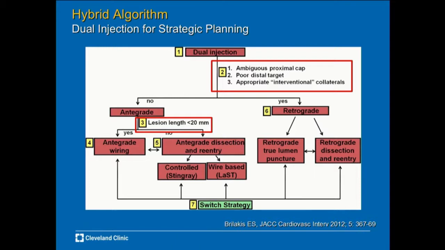So the ambiguous proximal cap, the distal target, the appropriateness of the interventional collaterals, and the length of the CTO. I'll show you some real-world examples of all of these and why we look at this and how that helps us plan the case.